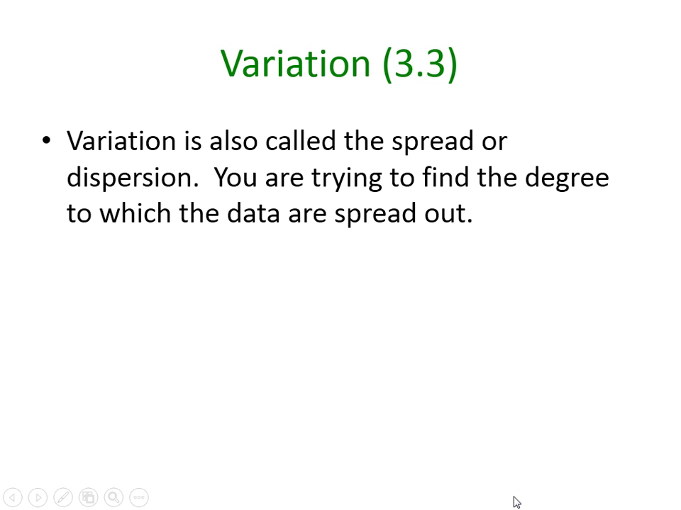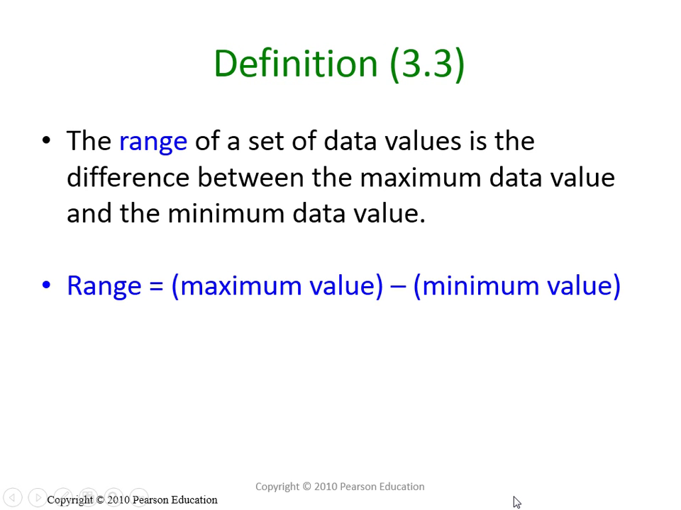So we're trying to find a way to quantify whether or not everything is really close together or whether things are really spread out far, because that makes a big difference in what you know about it. One of the ways that we can measure the amount of variation is the range. The range of a set of data values is just the difference between the maximum data value and the minimum data value.